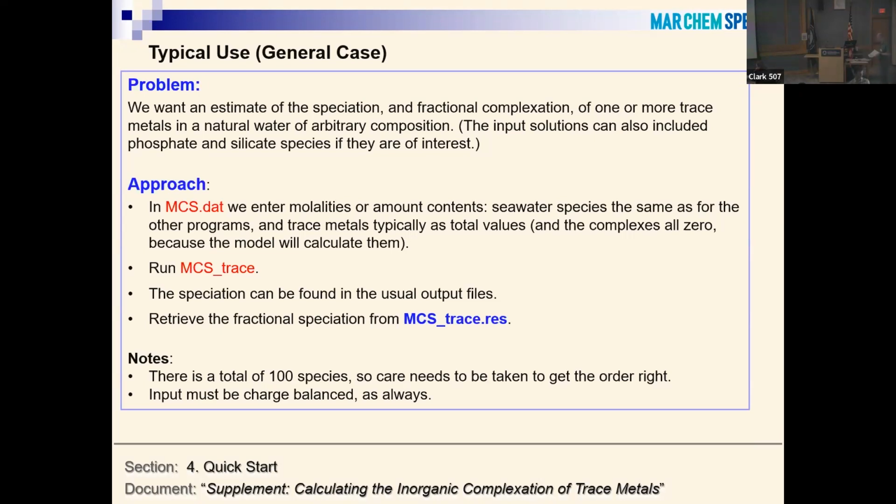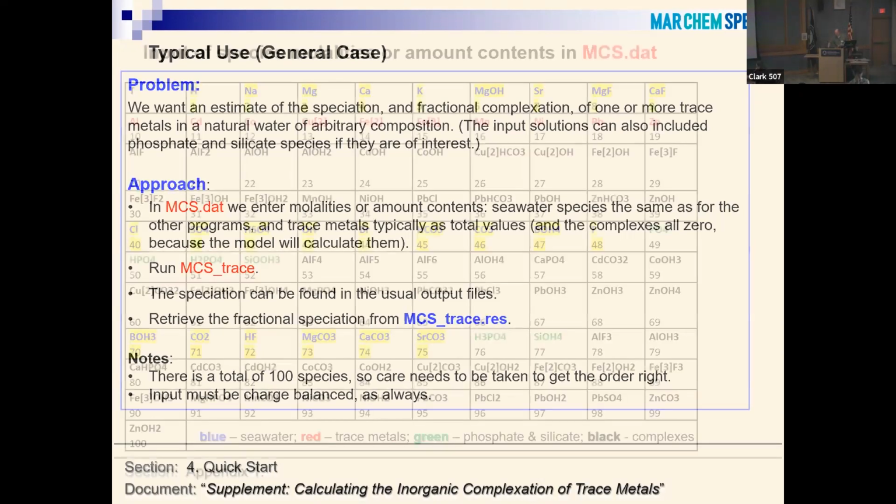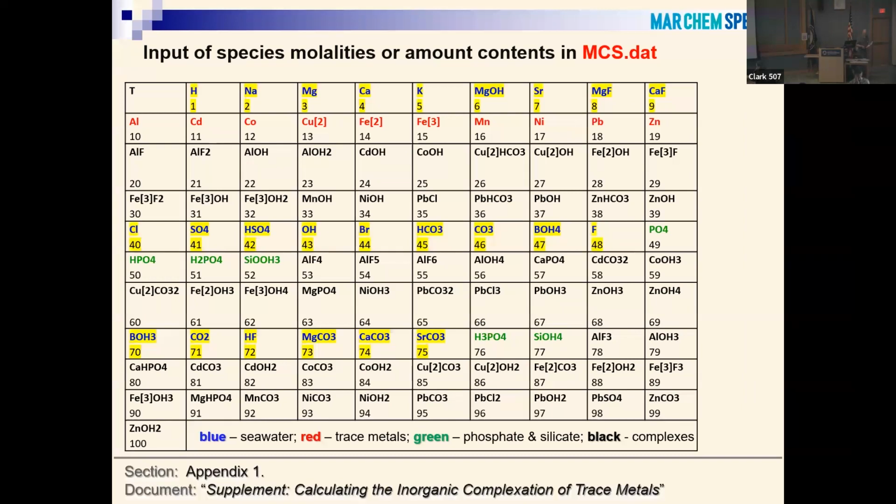Now, the issue is that there are 100 species here, so some care needs to be taken in order to get the order right. Otherwise, you could just end up in a mess. So you'll find this table in the manual, and it's just read left to right. It's a list of all of the species that you'd need to specify on one line of input. So the highlighted yellow are all of the seawater species in the usual order.